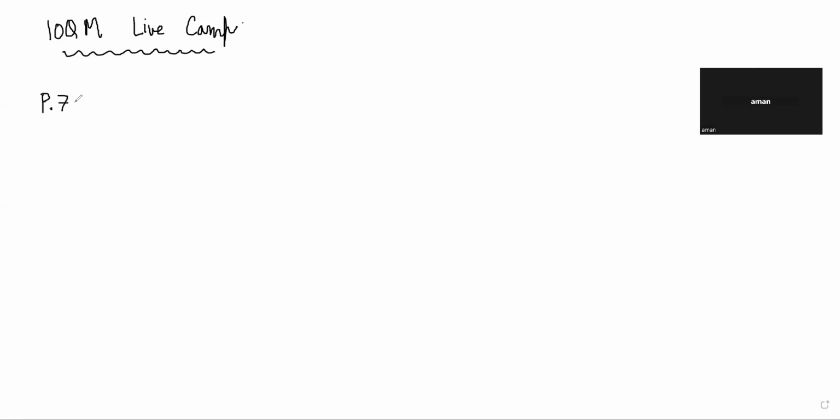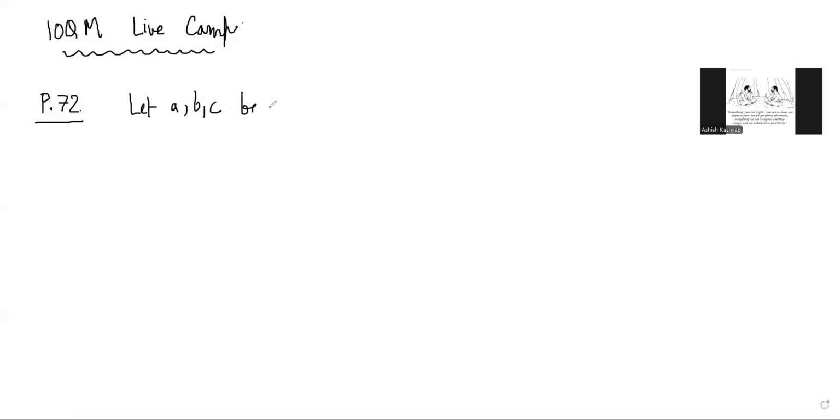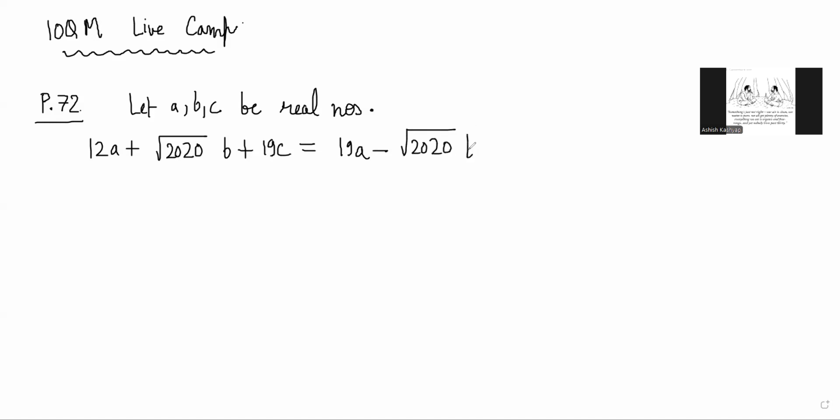So, the first one was the equation. We had let A, B, C be real numbers, and we had these conditions given: 12A plus square root of 2020B plus 19C is equal to 19A minus square root of 2020B minus 12C equals 1. And we had to find out the value of A square minus 8B square plus C square.